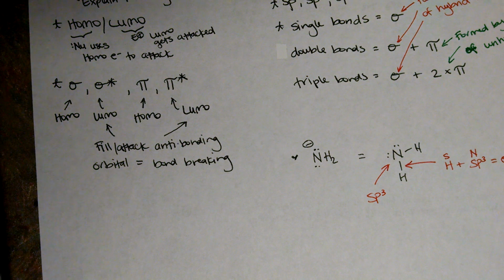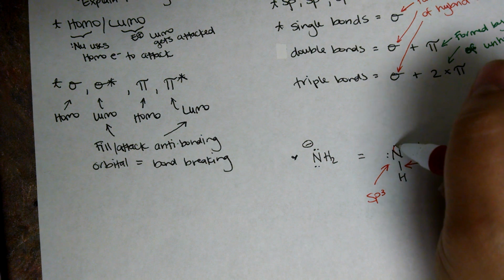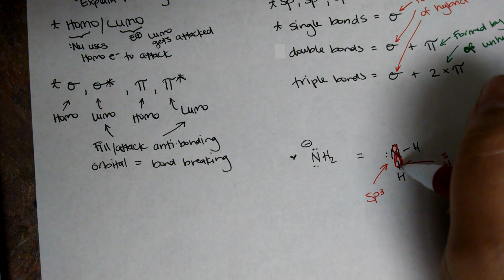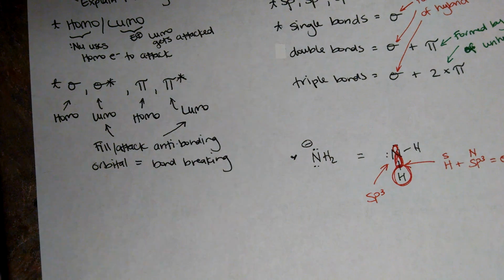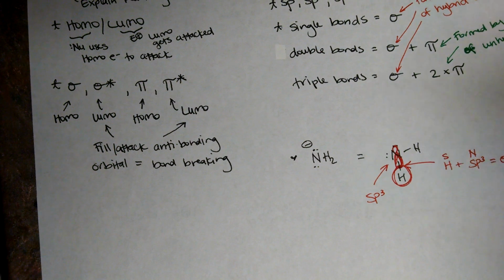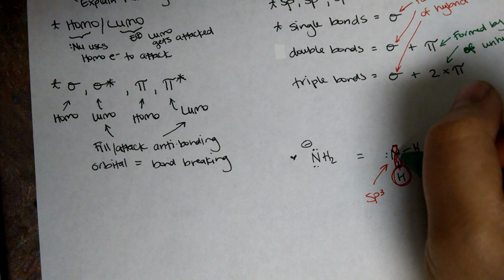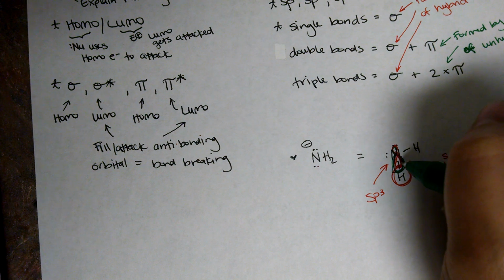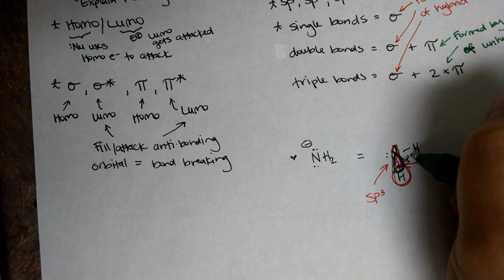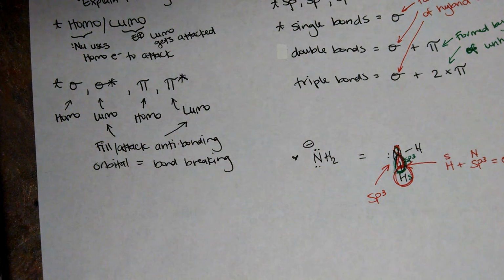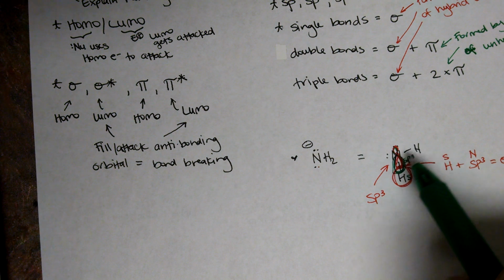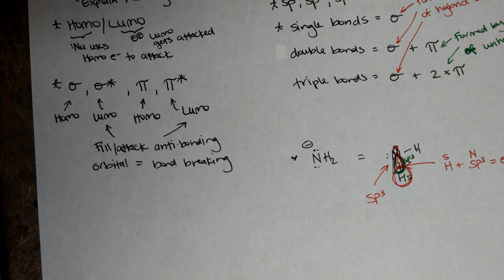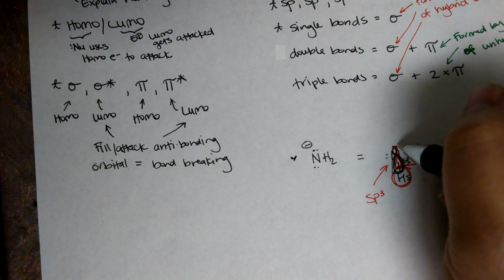So if we could draw that, here's one of nitrogen's sp3 orbitals, and here's hydrogen's s orbital. I didn't make that very large. I should have made it a bit bigger. Here is our sp3, here's our s, and they're overlapping. That's how this bond is formed, and the other lone pairs are inside of the nitrogen's sp3 orbitals.